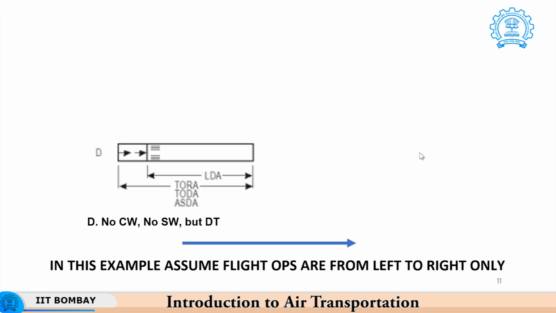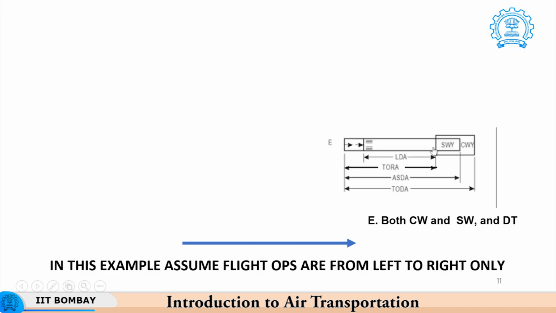Let us look at one more example. In this example, we have a stopway. There is no clearway, but there is only a single runway and there is a desired trade off. So, what will happen here is that if you start from here, you have TORA, ASDA and TODA available for the aircraft.